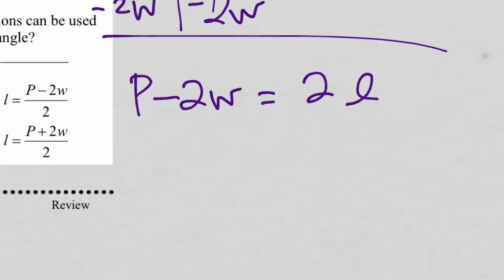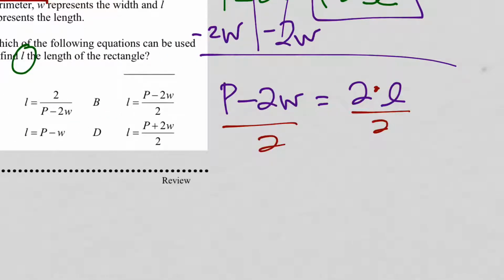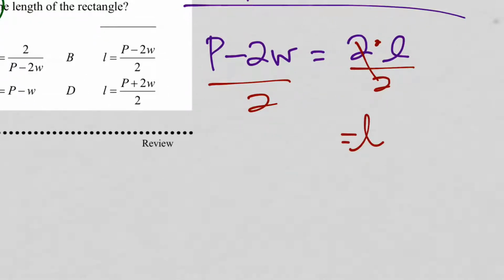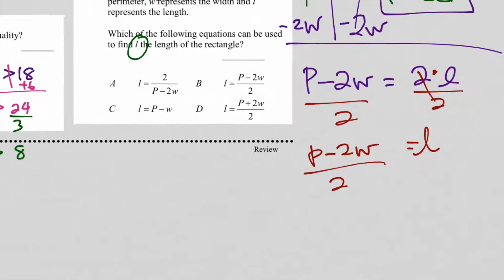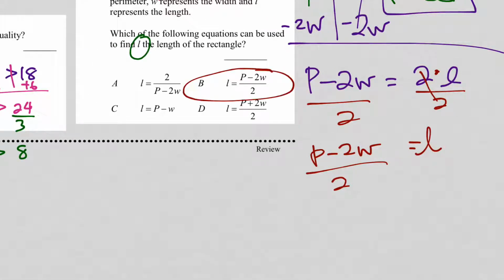My last step here, 2L means 2 times. So I'm going to divide both sides by 2. And when I divide both sides by 2, I get L by itself. So I have P minus 2W divided by 2. B.